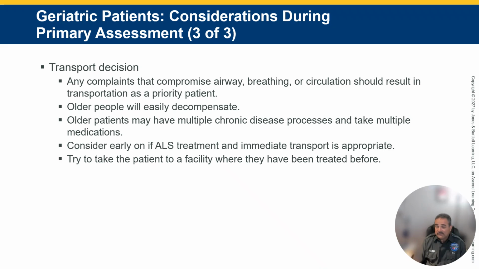Transport decision, do it early. The elderly and the young patients don't compensate very well for very long. Their reserves, especially in older people, run out. So it's very important for us to manage that right away. Any complaints that compromise ABCs should be transported as a priority. Older people will easily decompensate, like I talked about, and they may have chronic diseases that create problems with their health condition. Early ALS treatment and immediate transport is appropriate.